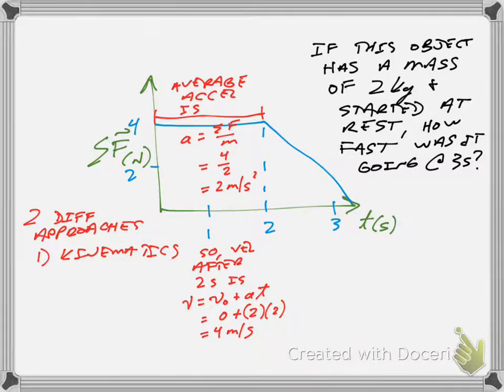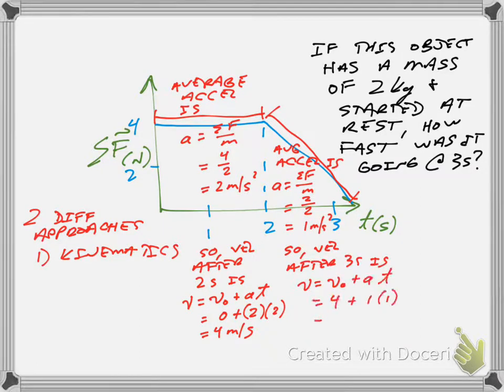Then we'd have to look at the second section, where the force changed from 4 to 0. From there, we could find that the average acceleration is based on the average net force, which going from 4 to 0 at a constant rate gives you an average of 2. With a mass of 2 kilograms, that gives an average acceleration of 1 meter per second squared. Incidentally, notice this is going to come up on Tuesday: is that a negative acceleration or a positive acceleration? Well, it's positive because the net force is positive.